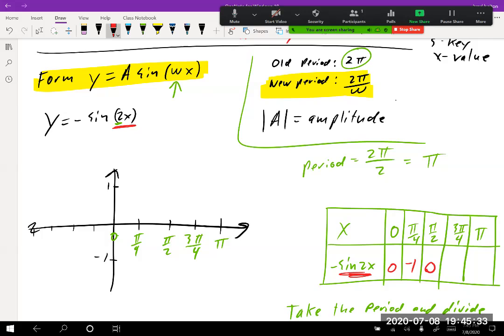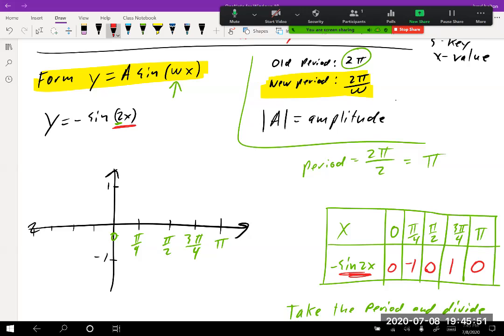Okay, then I do 3 pi fourths. So let's see here, 3 pi fourths times 2 would be 3 pi halves, and 3 pi halves is back to -1, but there's already a negative in front, so this becomes +1. Now I plug pi in, that becomes 2 pi. Sine of 2 pi is 0, and the negative doesn't matter.